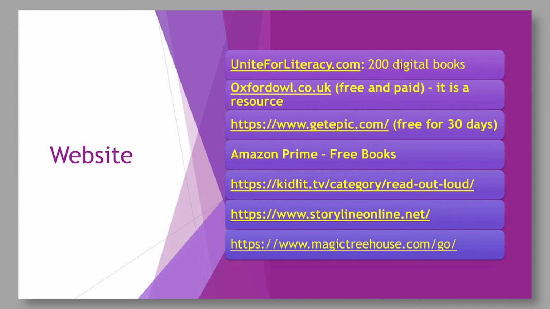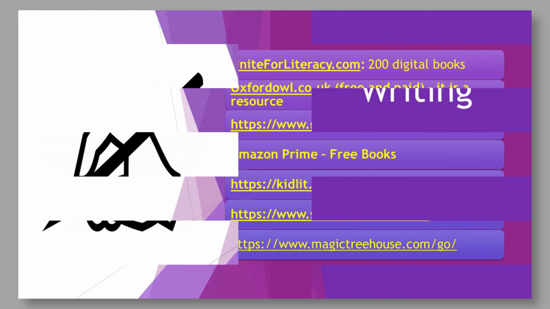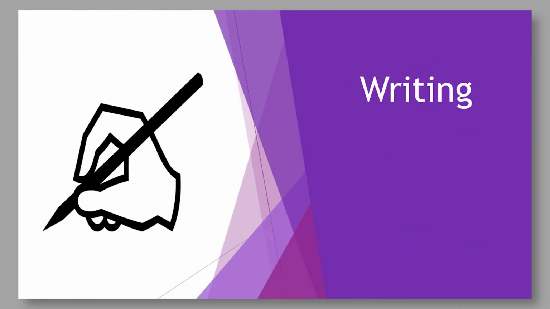And the Magic Tree House, there are a ton of books on the Magic Tree House. So this talks about science and history, writing and reading. So the Magic Tree House is a fantastic source to go to for literacy. And you can also go to Don Johnston, who now has some free books that you can go to and have their leveled readers.